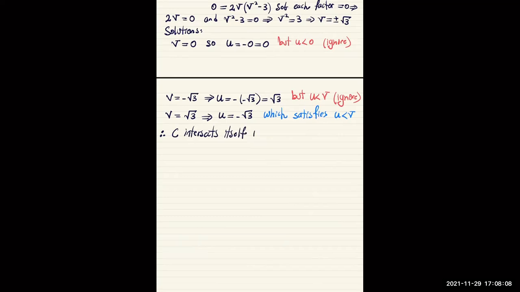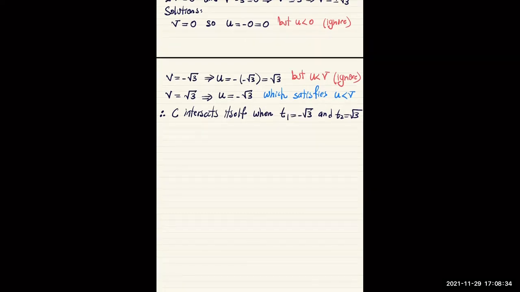Okay, when T1 is negative root 3 and T2 is positive root 3. And if you want to find the point of self-intersection, just plug one of those into your parametric functions, and that gives you the point of intersection.